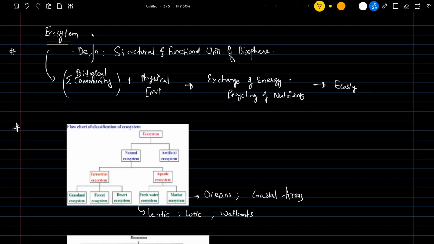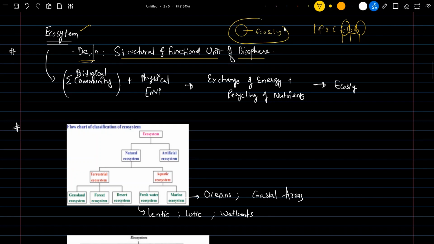Now let's see in detail about the ecosystem. So what does ecosystem mean? Earlier we saw this thing, IPOC BB. So ecosystem, biome, biosphere. Ecosystem is the smaller unit, biosphere is a larger unit. Simply talking, ecosystem is the structural and functional unit of a biosphere. If ecosystem is a subsystem, a subunit, then the biosphere is a superset, where biosphere consists of all: air, water, land.